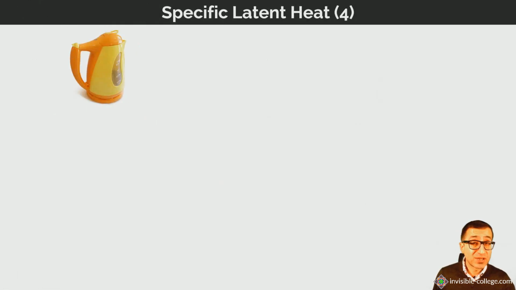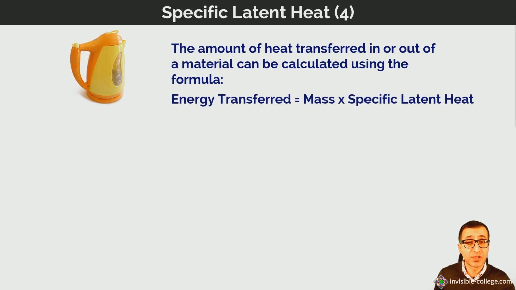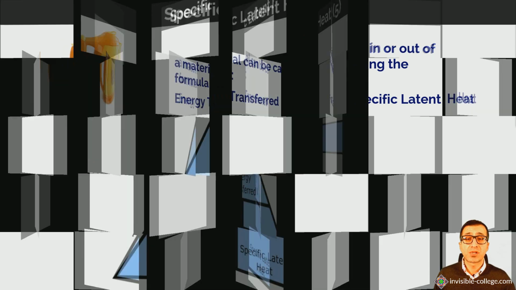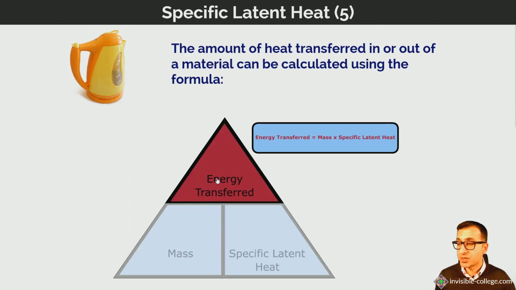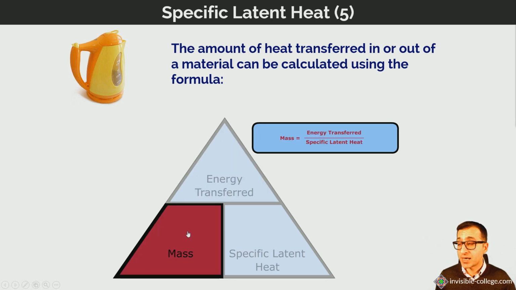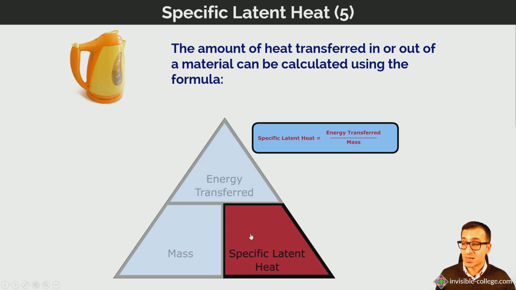Now, the amount of heat energy transferred into or out of the material undergoing a change of state at constant temperature can be calculated using a different formula. The energy transferred during a change of state is equal to the mass of material in kilograms multiplied by the specific latent heat of that material for that change of state. If you needed one of these formula triangles to rearrange, you could use this one. Energy transferred is the mass times the specific latent heat. To get the mass, we divide both sides by the specific latent heat, and we get this: mass is equal to the energy transferred divided by the specific latent heat. To get the specific latent heat, we divide both sides by mass, and we get this.